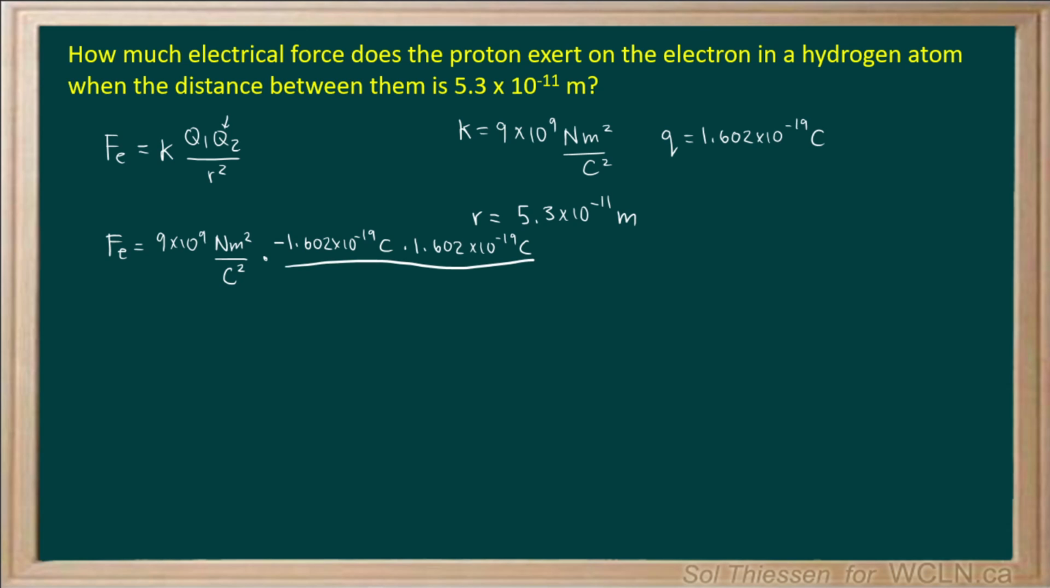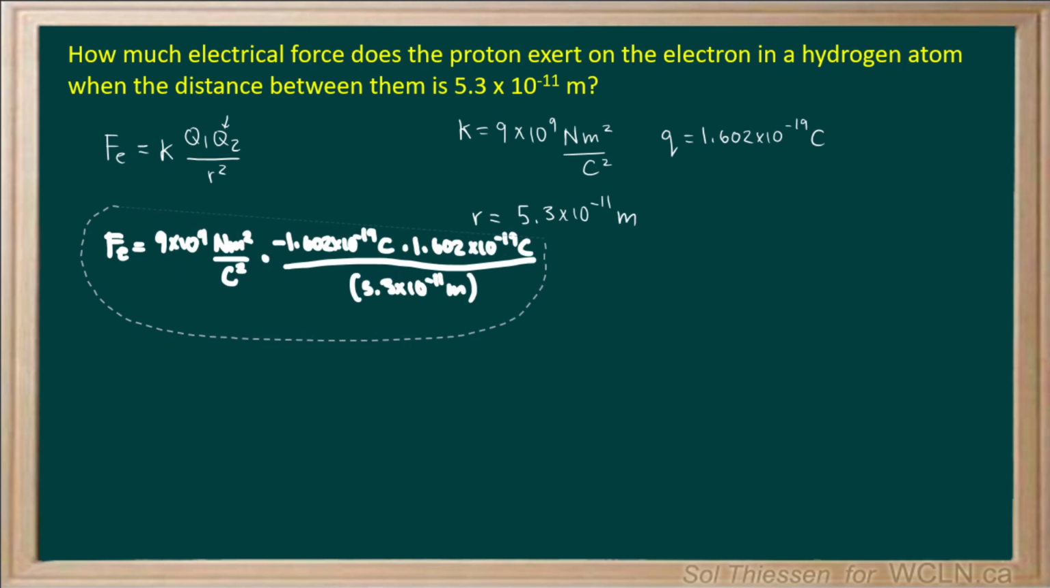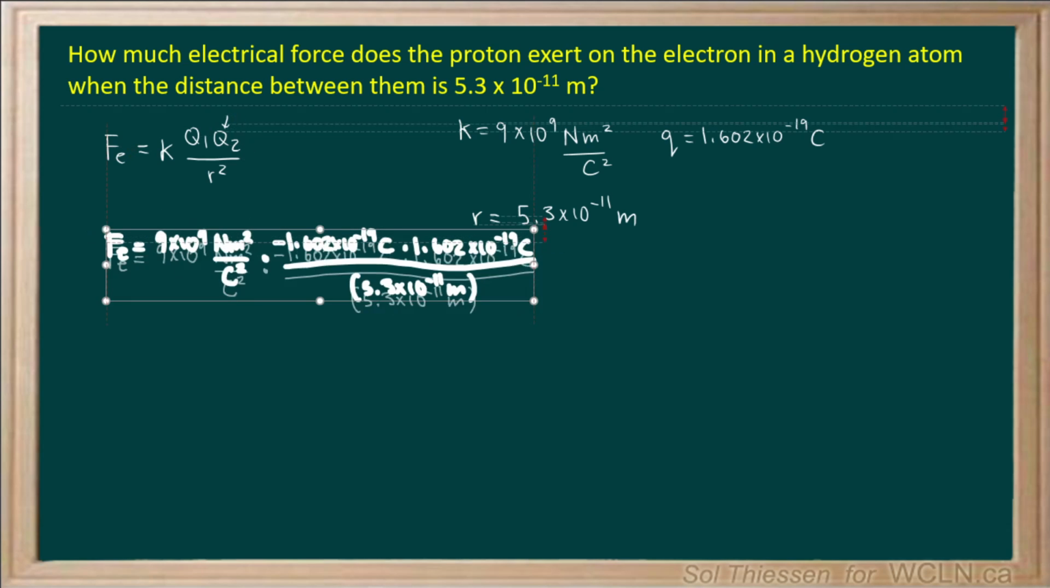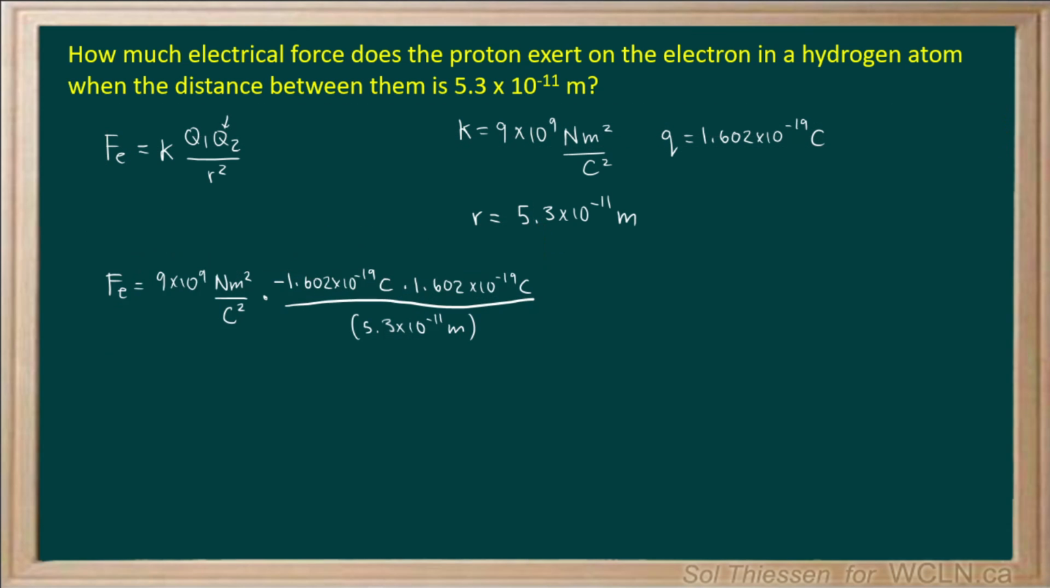Now the distance between them is 5.3 times 10 to the power of minus 11 meters. Maybe I'll grab this and move it down for you, just to make everything a little clearer. Slide that down here. And this will be squared. Make sure you don't forget that that is squared.